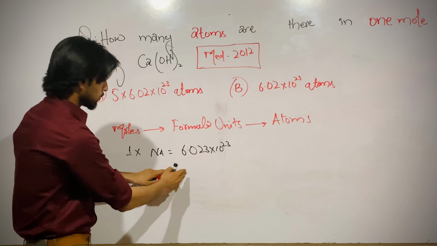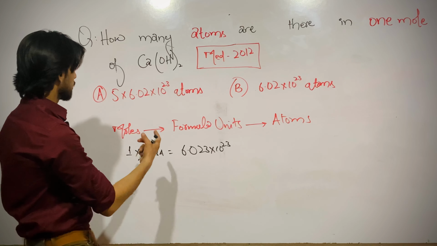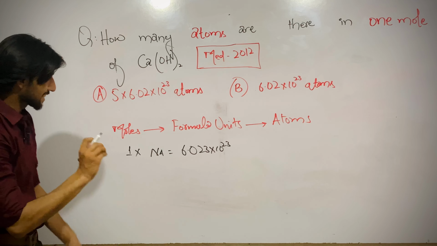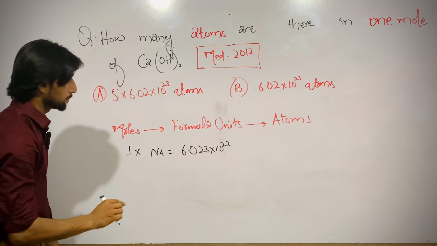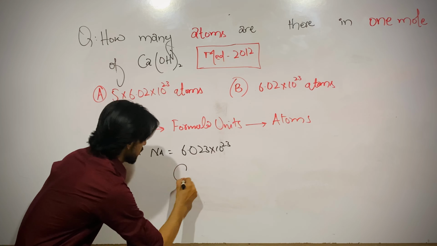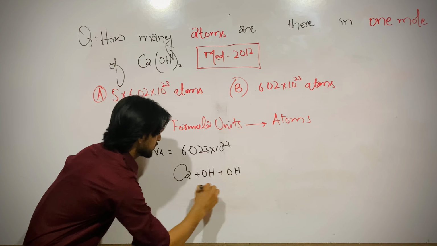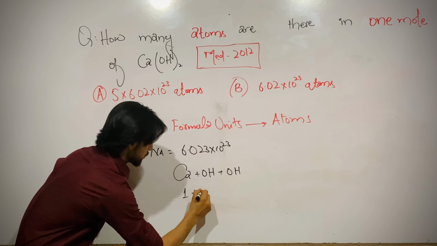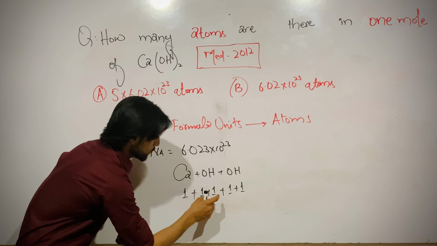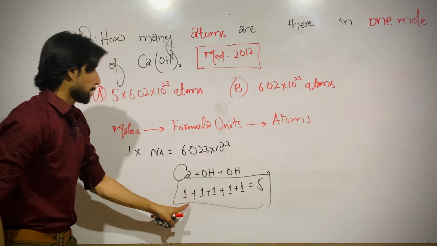Now the second step is to convert these formula units into the number of atoms present in these formula units. So here is the tricky part. We have to find the number of atoms present in one formula unit of calcium hydroxide, and that is 1 calcium and 2 times hydroxide. So we have to add up all these atoms: 1 calcium plus 1 oxygen plus 1 hydrogen plus 1 oxygen plus 1 hydrogen. So 1 plus 1 is 2, plus 1 is 3, plus 1 is 4, plus 1 equals 5. So the total number of atoms becomes 5.